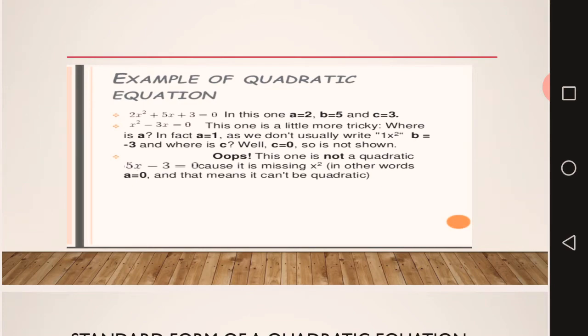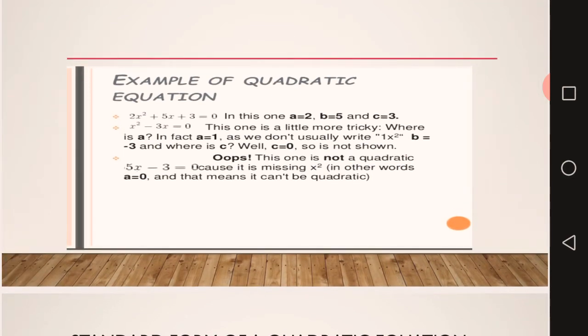In this equation, a is equal to 2, b is equal to 5 and c is equal to 3. Next, x square minus 3x is equal to 0. This one is a little more tricky. Where is a? If a is not there, it's only x square, which means a is 1. We usually write 1x square, but it means x square also. And b is equal to minus 3, and where is c? Well, c is equal to 0, so it is not shown.